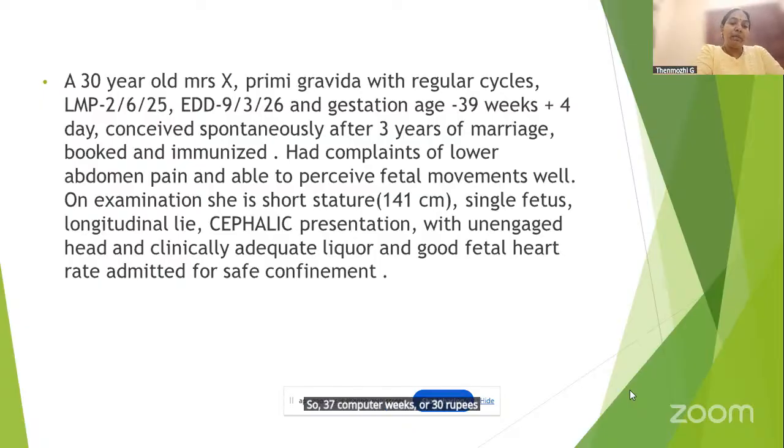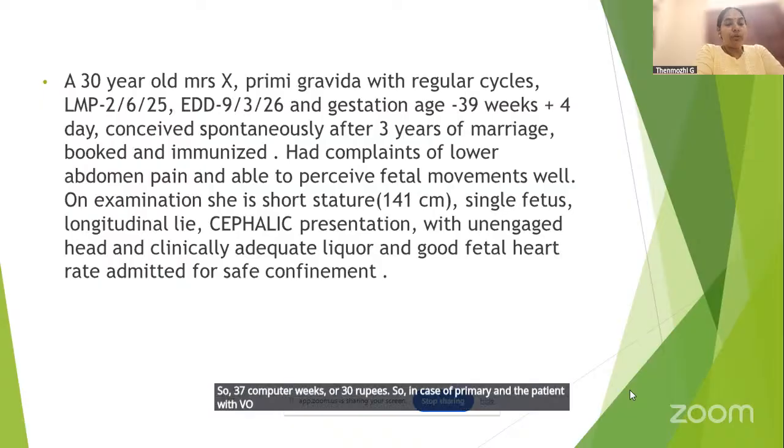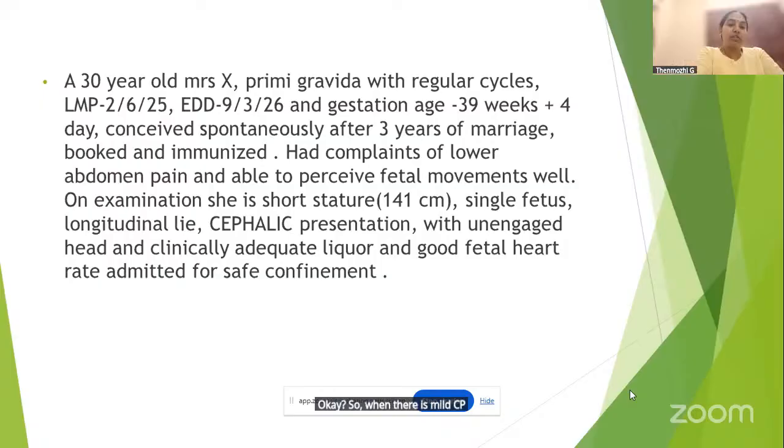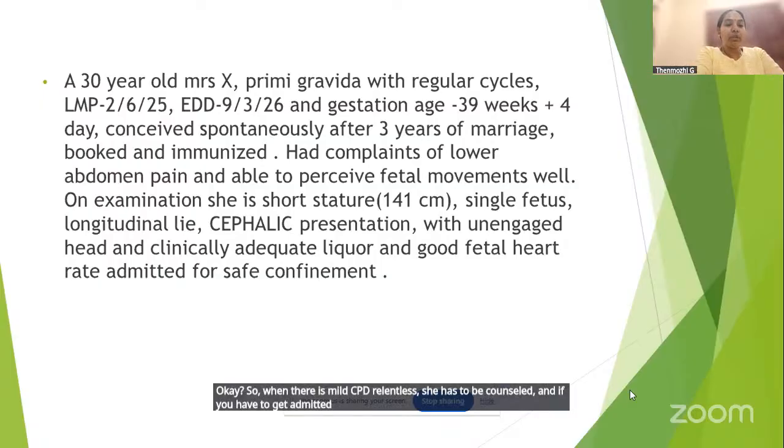In a primigravida with a bad obstetric history, we have to assess her pelvis by CPD assessment, not just pelvic assessment, by 37 completed weeks or at the start of 38 weeks. When there is mild CPD like this, she has to be counseled and admitted at 38 weeks because she can go into labor at any point of time.